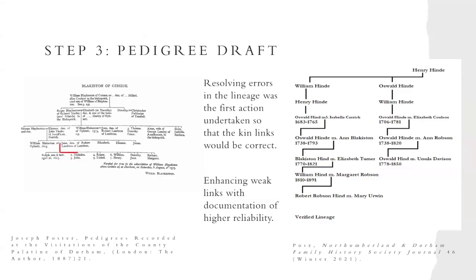Also, during the drafting, I noted errors in the lineage that needed to be resolved in order to have a verifiable pedigree. To accustom myself to resolving these lineage errors, I went step by step up the pedigree. For instance, my Robert Hind was the illegitimate son of the territorial senator of the same name, so a proof argument and supporting documentation had to be done for that kin link.